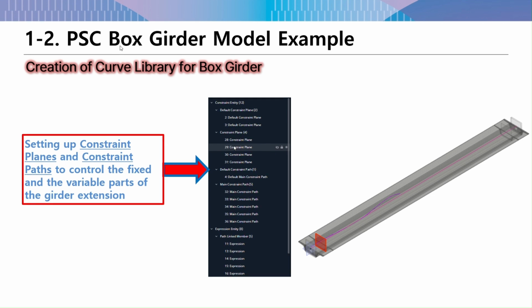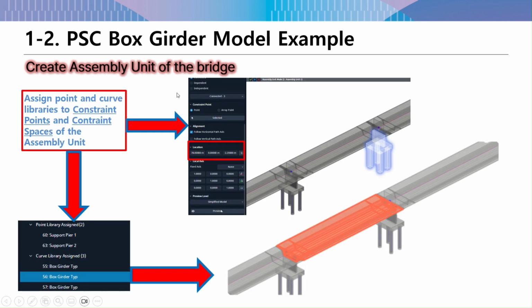Next step now will be to combine the points and the curve library object, so the intermediate supports and the typical girder span we have created, to which we have assigned the theoretical span, the theoretical length.